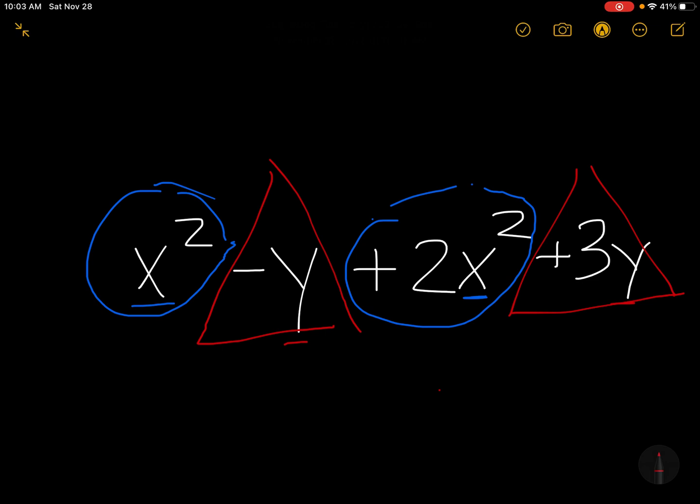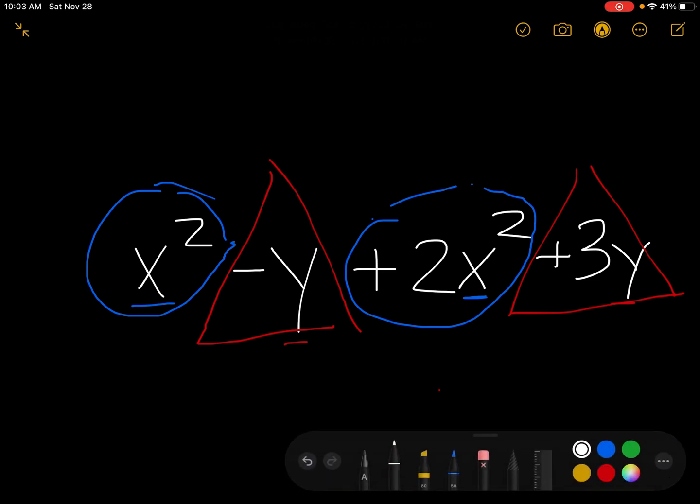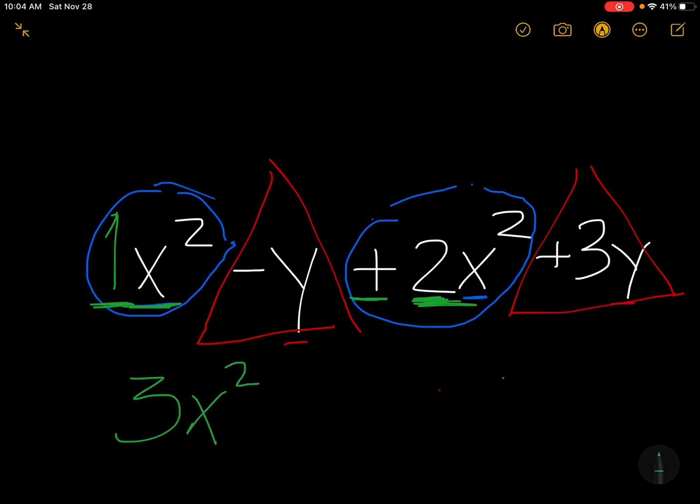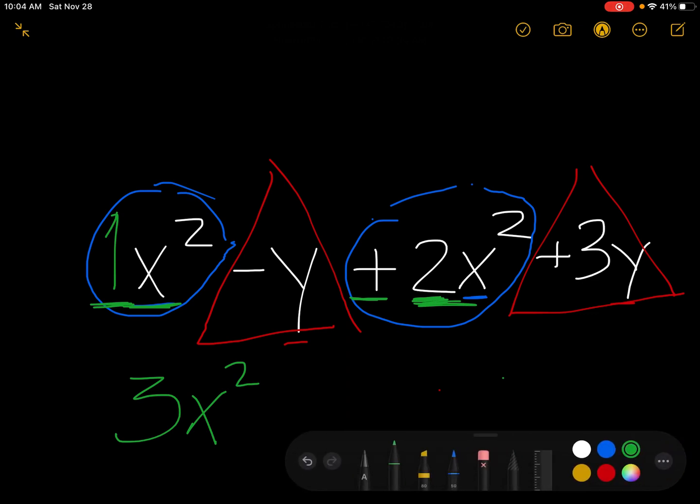Now I can actually solve. I start with one of my terms, I'm going to start with the x squareds here. So if there is no number in front of a variable, we know that it actually just represents 1. 1 plus, I'm going straight to my next circle, 2. 1 plus 2 is 3. And I keep that same variable. Now I can move on to my y's.